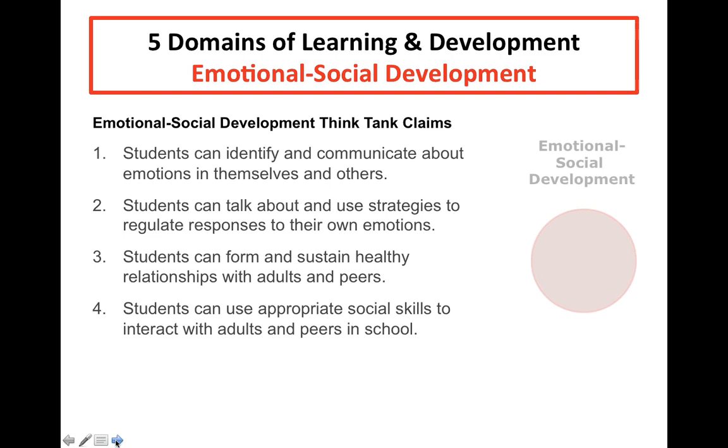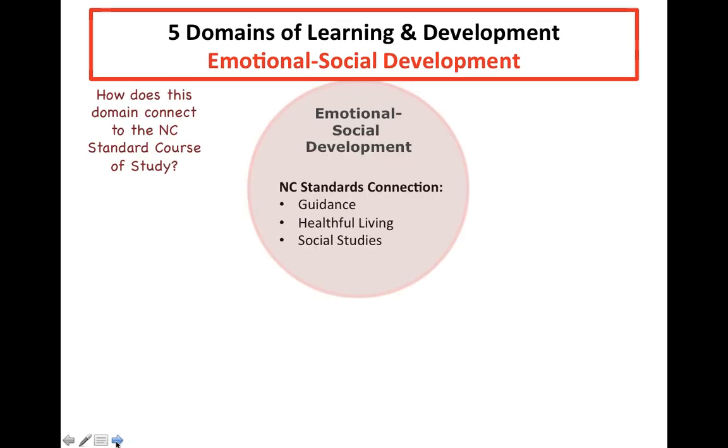So, looking at the think tank claims, you see that one, students can identify and communicate about emotions in themselves and in others. They can talk about and use strategies to regulate responses to their own emotions. They can form and sustain healthy relationships with adults and peers. And they can use appropriate social skills to interact with adults and peers in schools.